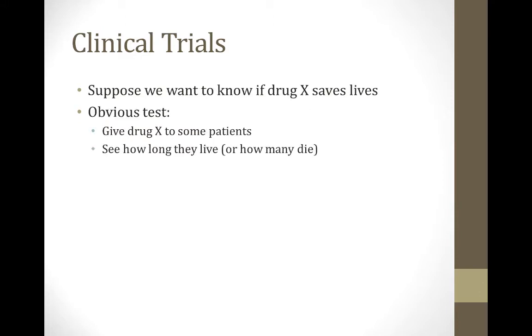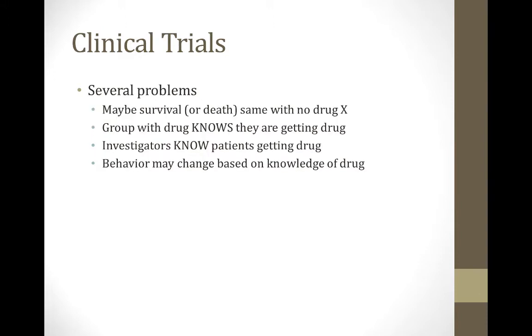So to understand the rationale behind clinical trials, let's suppose, for example, that we want to know if drug X saves lives. Well, an obvious test would be to give drug X to some patients and then see how long they live or see how many die. And this is actually the way people used to determine whether or not therapies worked. And the problem is that it often suggests that something works when in fact it doesn't. So there are some problems with just giving the drug to people and seeing how they do.